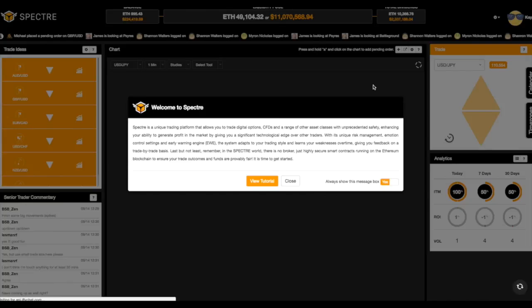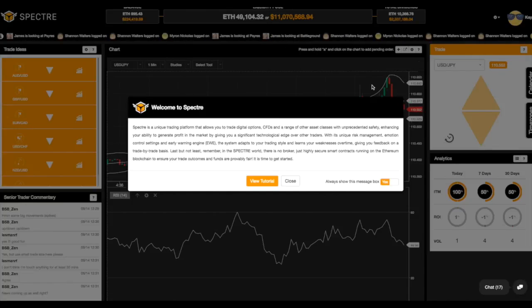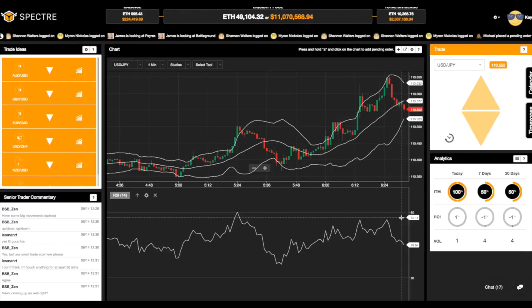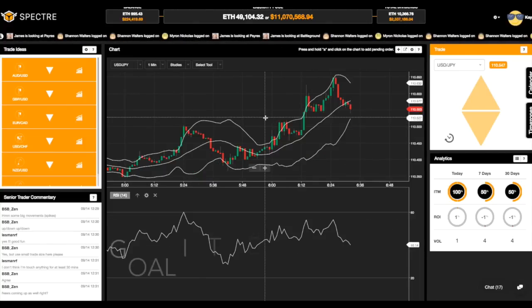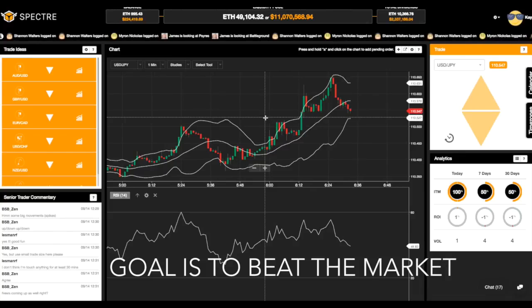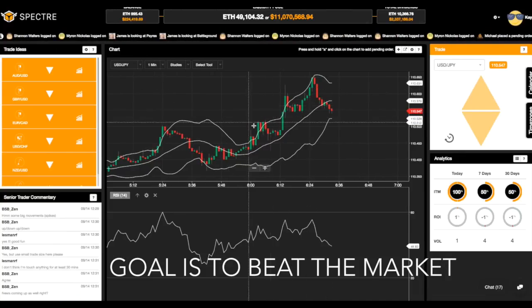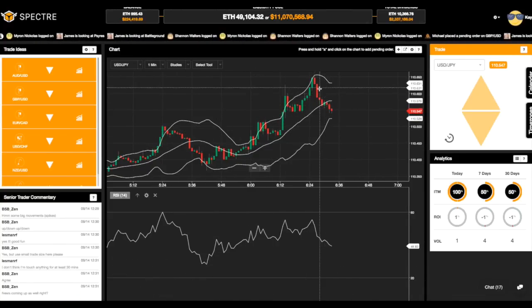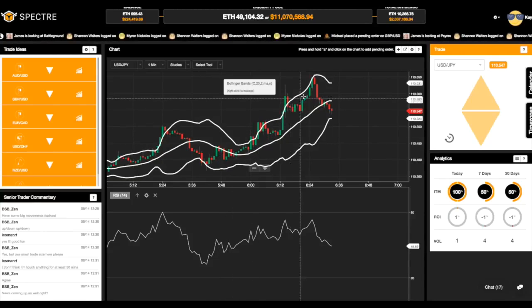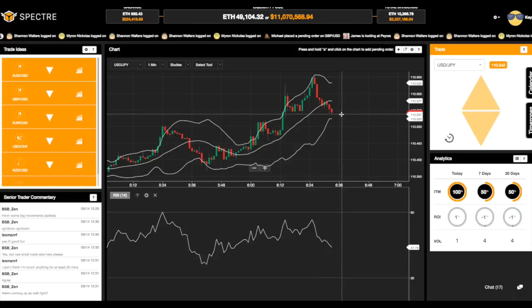Alright, just logging into Spectre. And the goal here is very, very simple. For you as the trader, whether you are a cryptocurrency trader or a normal FX trader, or you want to trade any sort of asset class, is to beat the market. The market is this giant complex beast, and you see it right here in front of you. It's represented as a chart. Green means it's going up, and red means it's going down. Very simple. All you need to do is guess the direction.